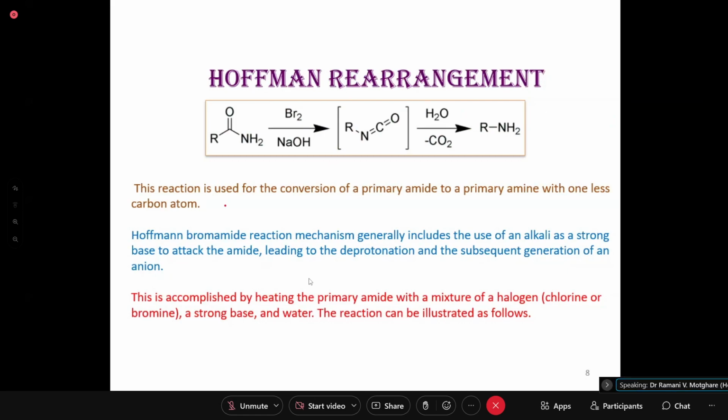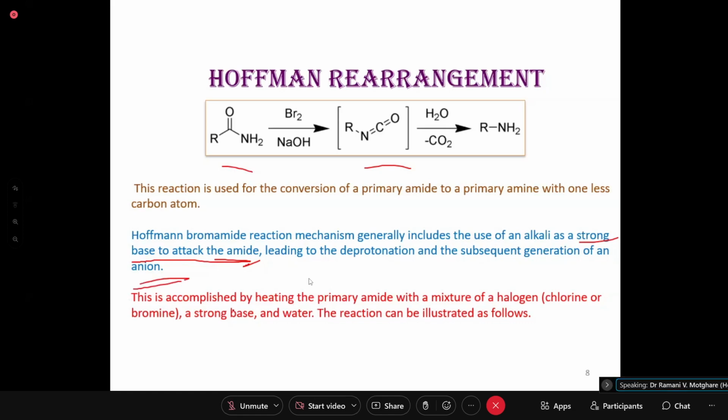So Hoffman rearrangement, this reaction is used for the conversion of primary amide to primary amine. So amide to amine conversion takes place in presence of NaOH and bromine. So Hoffman bromide reaction mechanism generally includes the use of an alkali as a strong base to attack the amide. Okay, so strong base is used to attack the amide part, leading to deprotonation and subsequent generation of an anion.